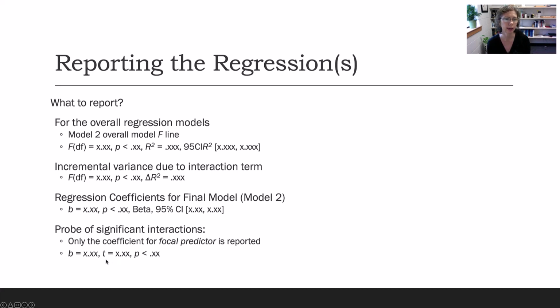And here we're going to add in the t-test. So you have the regression coefficient for that focal predictor, the t-test, and the significance. Okay.